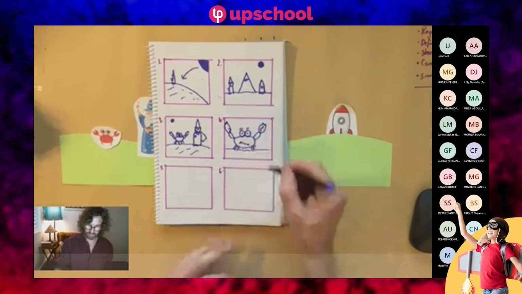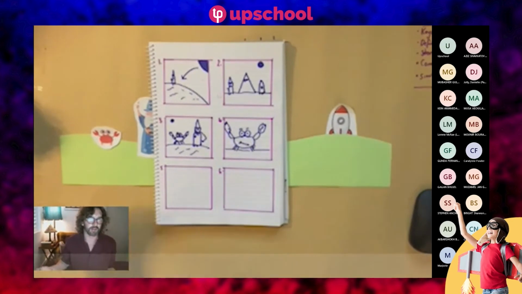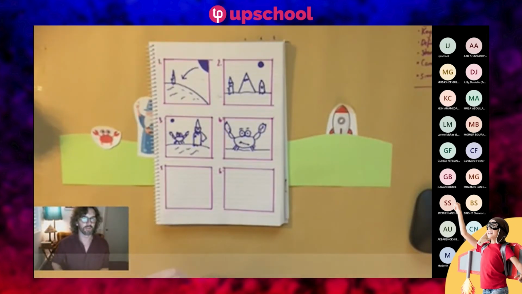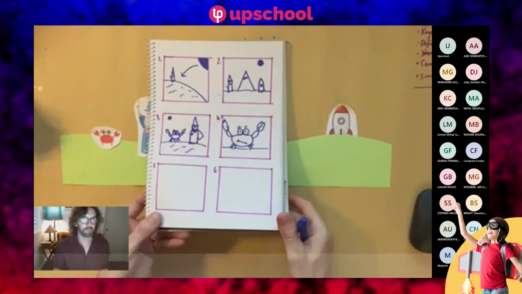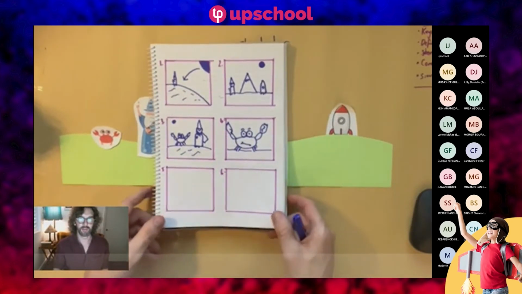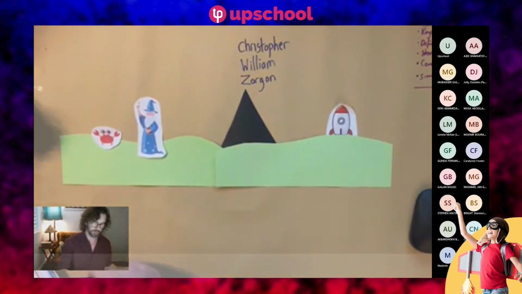I don't think Christopher the Crab is being a very nice person at this point. Poor old William the Wizard's lost in outer space, and Christopher the Crab said, I'll help you, but I want something in return. I don't think that was very nice. That's box number 4. Hopefully you filled in box number 4 too. Let's go to the next part of the story.